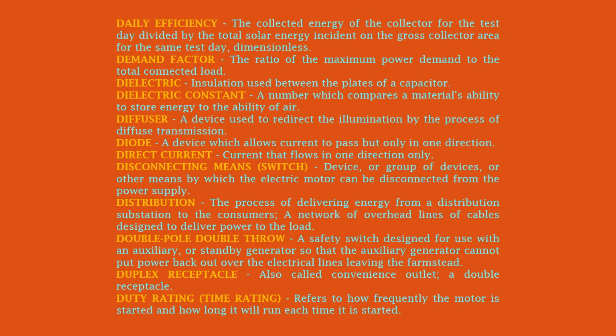Double pole double throw. A safety switch designed for use with an auxiliary or standby generator so that the auxiliary generator cannot put power back out over the electrical lines leaving the farmstead. Duplex receptacle. Also called convenience outlet, a double receptacle. Duty rating, time rating. Refers to how frequently the motor is started and how long it will run each time it is started.